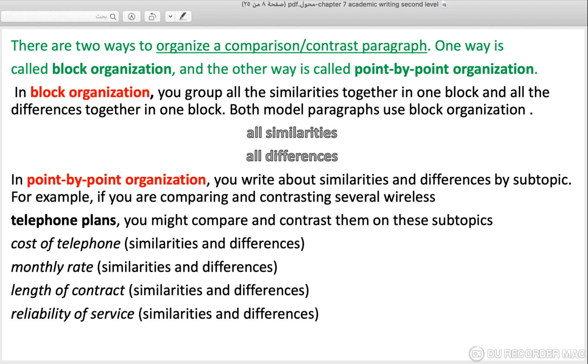For example, if you are comparing and contrasting several wireless telephone plans, you might compare and contrast them on these subtopics: cost of telephone, similarities and differences; monthly rate, similarities and differences; length of contracts, similarities and differences; and reliability of service, similarities and differences. هنا point هنا طبعا كلهم، لكن هنا مثل بالباراجراف الأول تكلمت عن شيء، ما ندمج similarities and differences in one paragraph.